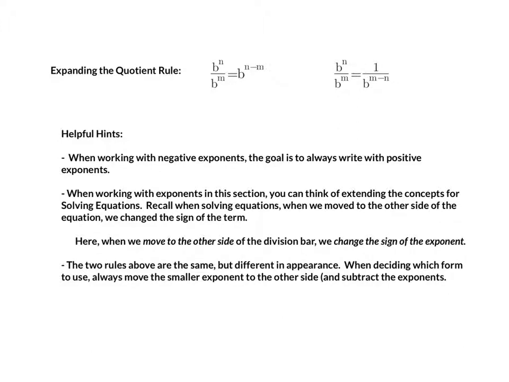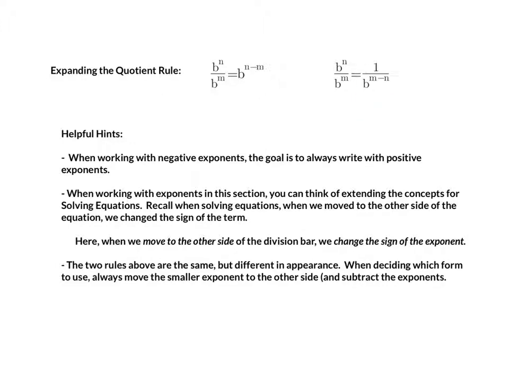Previously, we looked at the quotient rule, which says b to the n over b to the m results in b to the n minus m. So division means subtract your exponents. Now, one of the things that I do want to point out is that we can also look at this from a different perspective. Instead of moving the m up to the top and subtracting it, we can move the n down to the bottom and subtract it, giving us 1 over b to the m minus n.